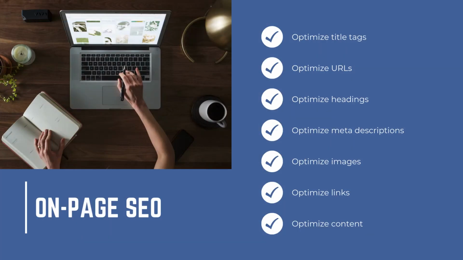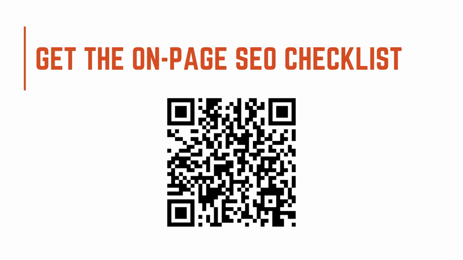All right, next thing I want to talk about is on-page SEO. On-page SEO is what a lot of people think of as SEO, search engine optimization. And if you haven't already, I want you to download my on-page SEO checklist. I've got a really nice checklist that gives you everything that you need to check on every page, every post that you create to make sure that it's optimized for search engine optimization.